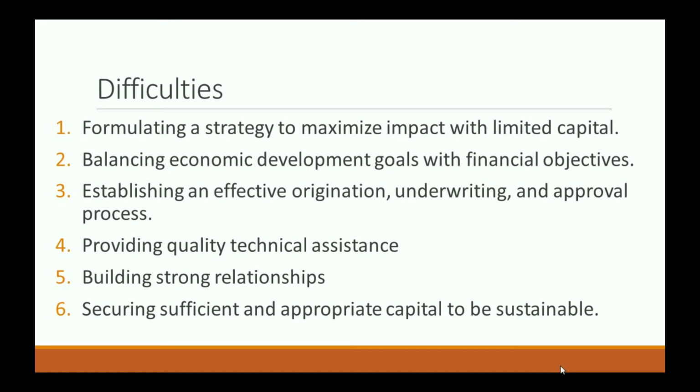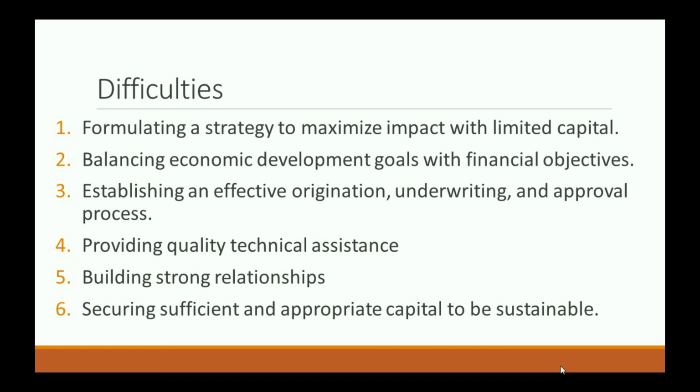There are some difficulties with this. First up is formulating a strategy to maximize impact with limited capital. So you only have a finite amount of money. What's the best punch we can throw? Where can we get the most impact with the least dollars? Balancing economic development goals with financial objectives. So we do need to make sure that our revolving loan fund is sustainable, that we're making good quality loans, charging interest, and so that way we are able to continue to make loans in the future. And sometimes that doesn't mesh well with our economic development goals, because oftentimes our economic development goals are asking for social things that have very small financial returns.